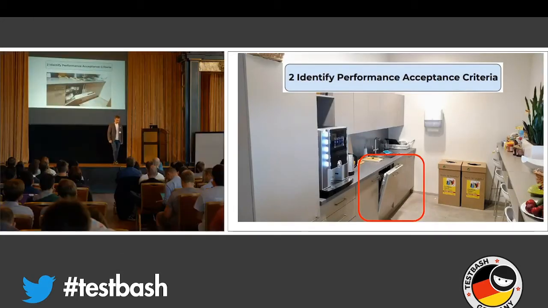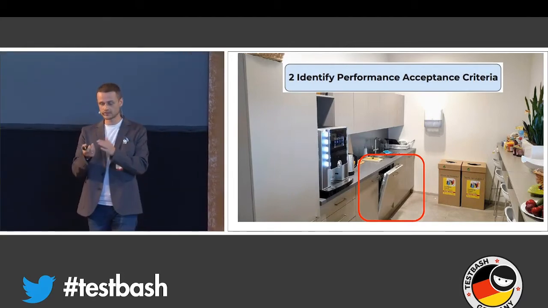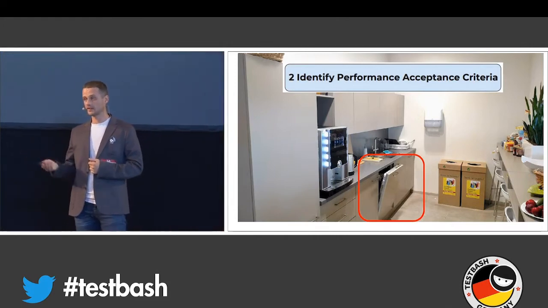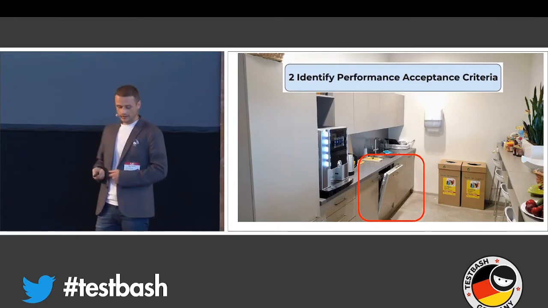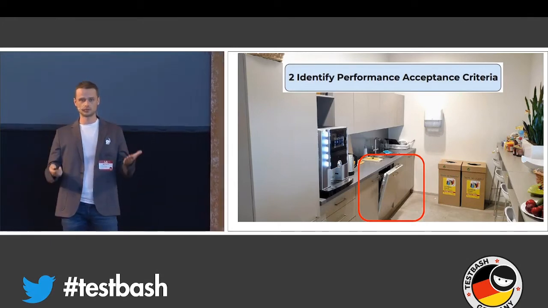Second activity is identify performance acceptance criteria. And it's basically the activity where you define what scenarios, what APIs or what set of APIs or what UI pages you will test against performance characteristics. And as usual, this activity I want you to associate with a dishwasher machine.